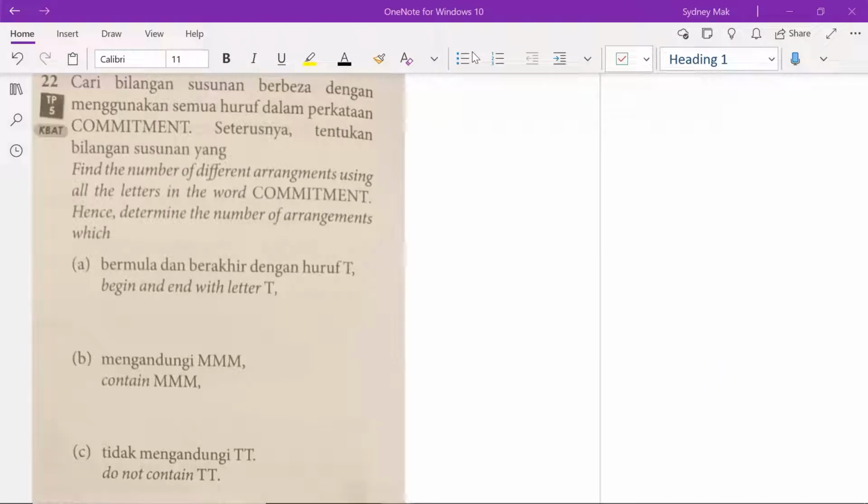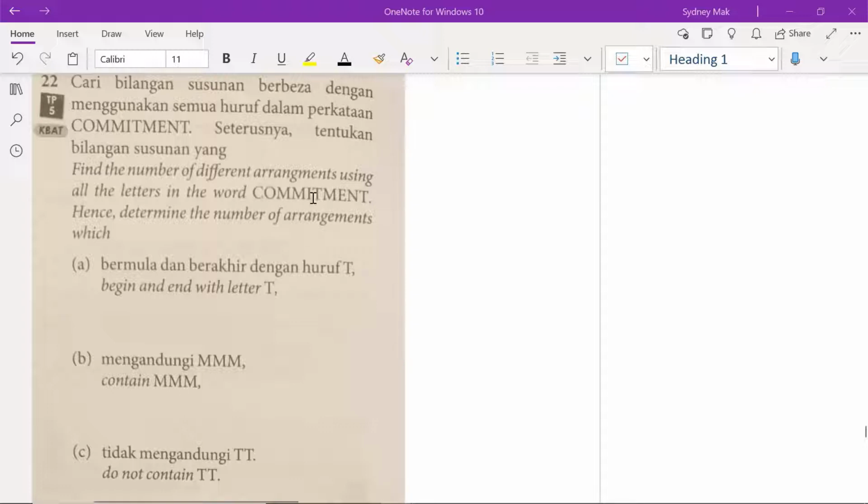Hi everyone, this is practice formative of chapter 4, question number 22. In this question, we need to find the number of different arrangements using all the letters in the word commitment, and hence determine the number of arrangements which fulfill the conditions set in A, B, C. So let's find the first part, the number of different arrangements using all the letters in the word commitment.